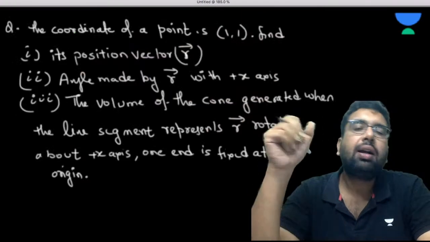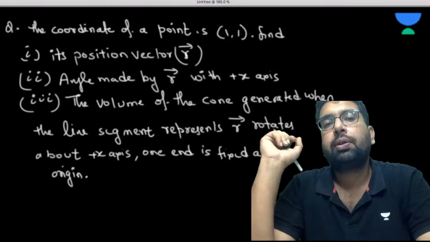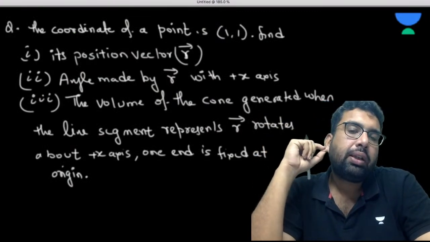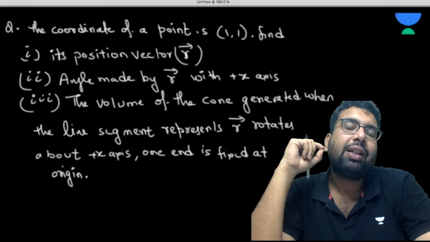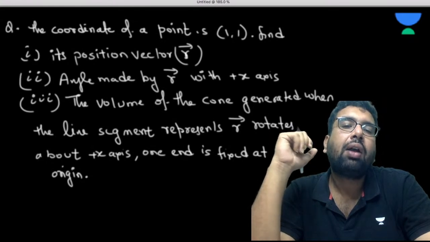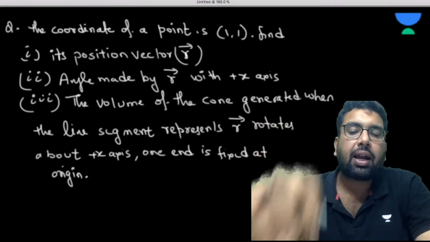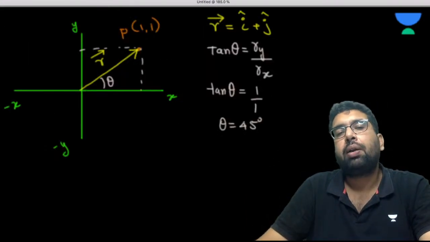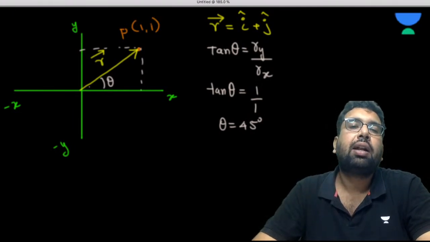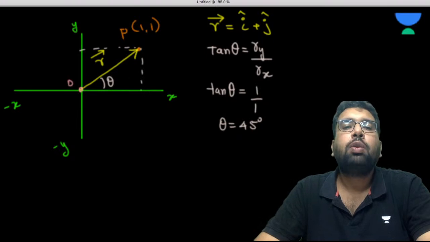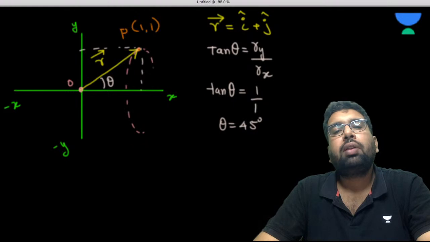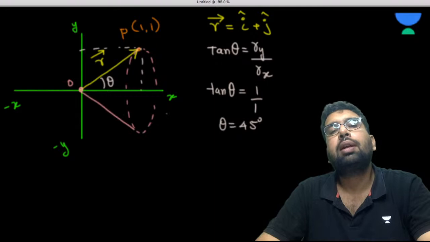Now, this third part might have interested you most. Now let's understand the question. It says the volume of the cone generated when the line segment representing the r vector rotates about the x-axis, with one end fixed at the origin. So what happened here? We have one end that is fixed at the origin, and you have it rotated about the x-axis. Now do you feel that when this vector is rotated about the x-axis, we are going to get a cone like this?